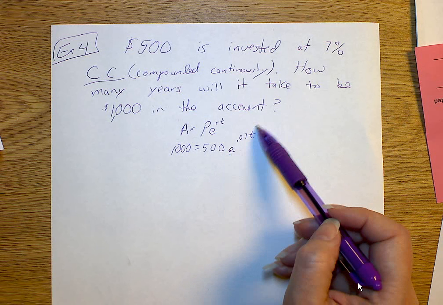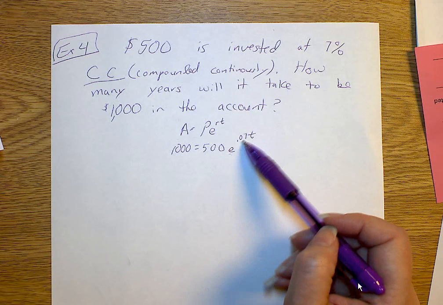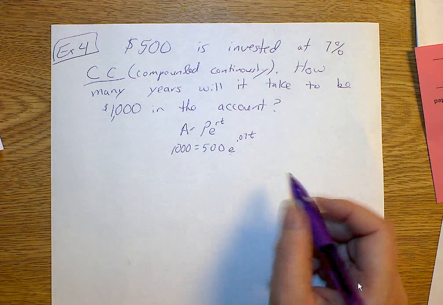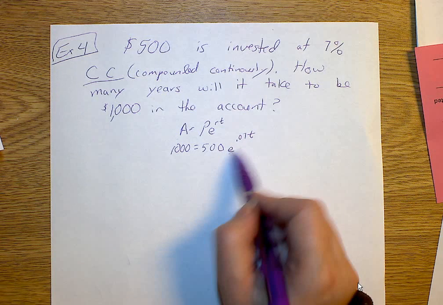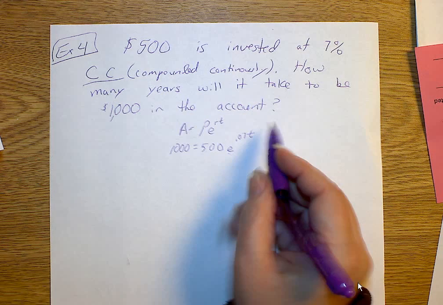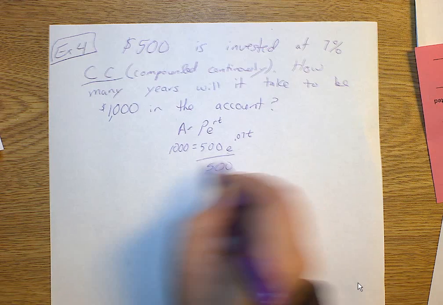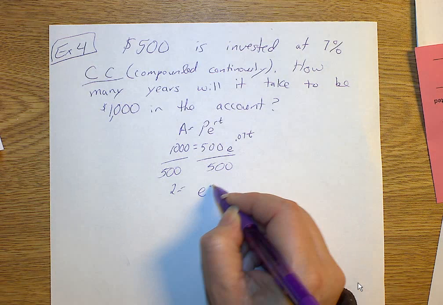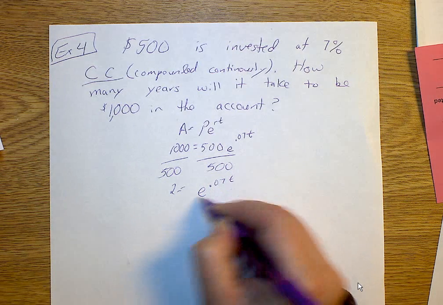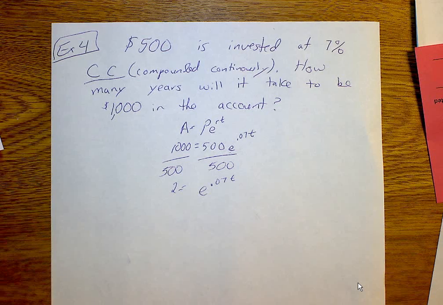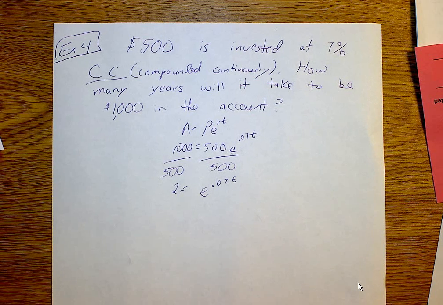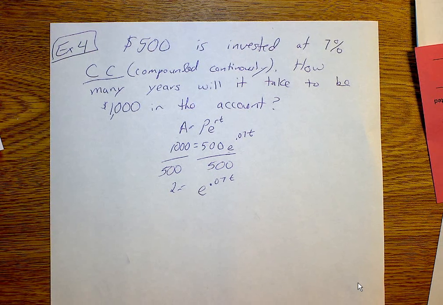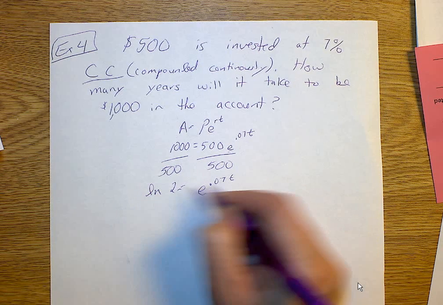What you have here is you want to get this by itself. So if you want this by itself, what are you going to do? We want this by itself so we can do the log. We want to get rid of the 500. Divide by 500. So we have 2 is equal to E to the 0.07t. Now that we have this isolated, now we can take the log of both sides. But remember, since we're dealing with E, we're going to use what log? The natural log is right. So we're going to do the ln of both sides.